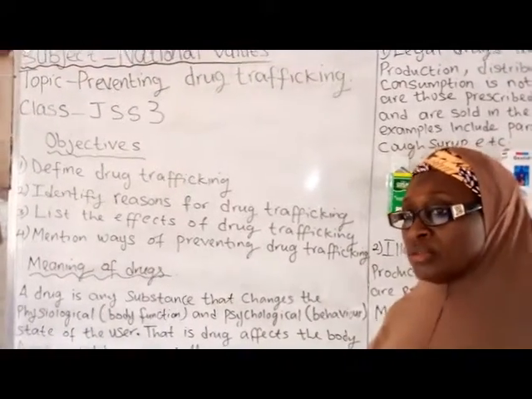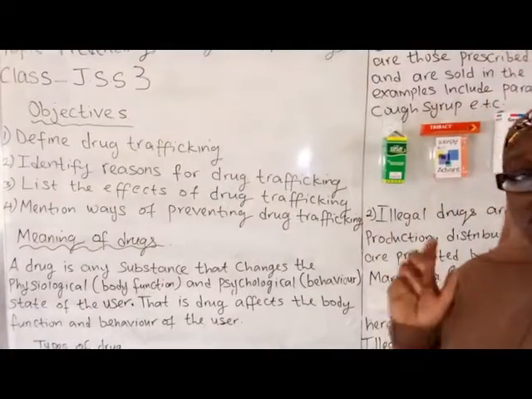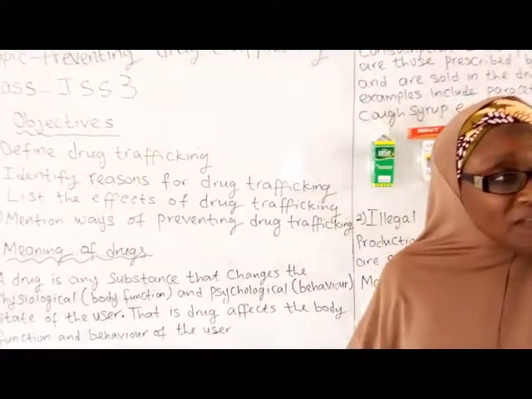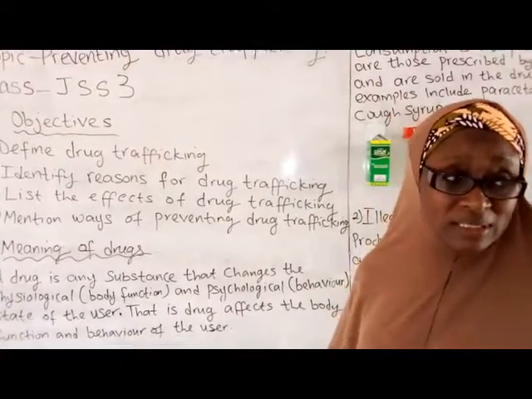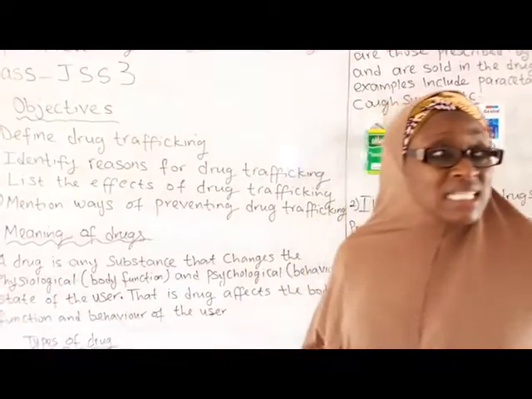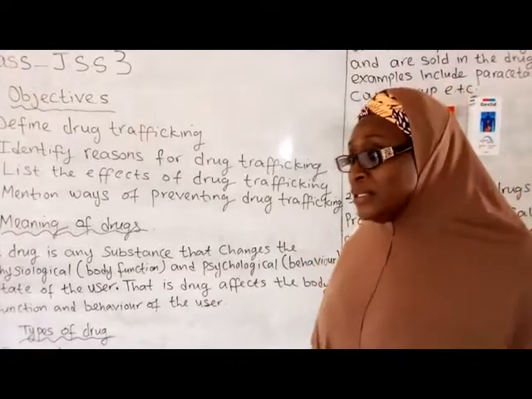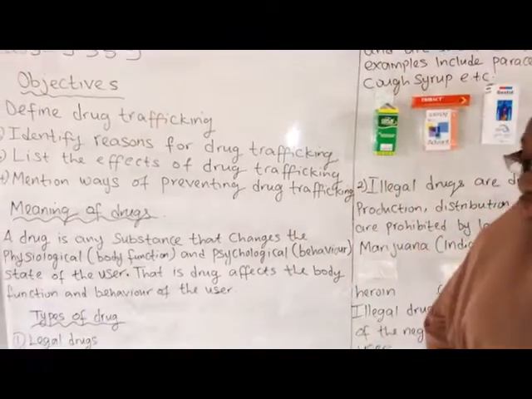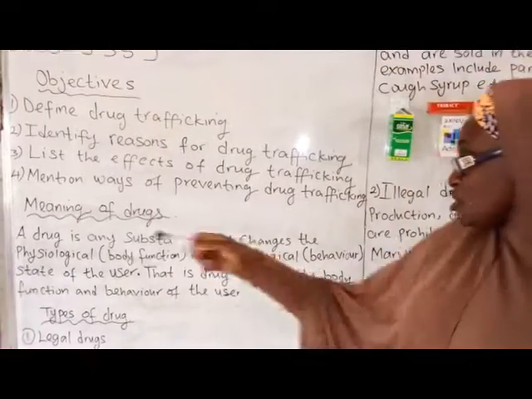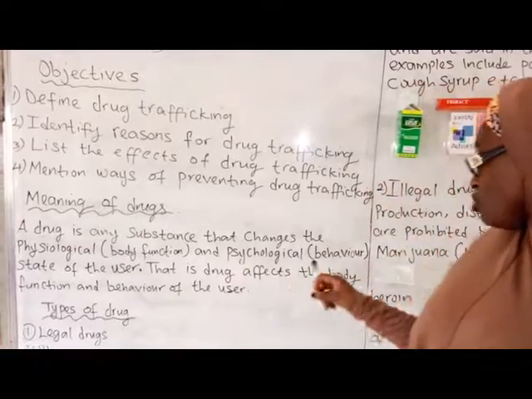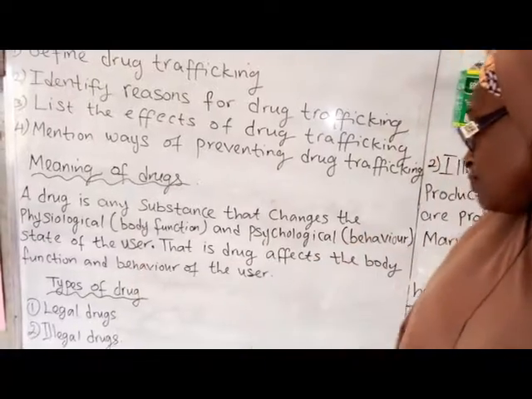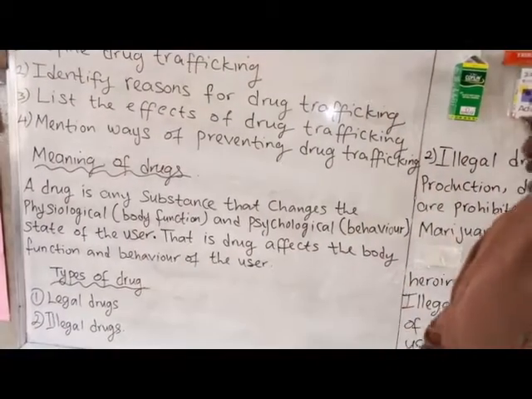So, what is a drug? Yes, a drug is any substance which is taken in and has an effect, a psychological effect and a physiological effect on the user. Physiological effect means it affects the body function, and the psychological effect is that it affects the behavior of that user. So anything that you take that affects your body function and your behavior is a drug. So you can say a drug is any substance that changes the physiological, that is the body function, and psychological behavior of the user.